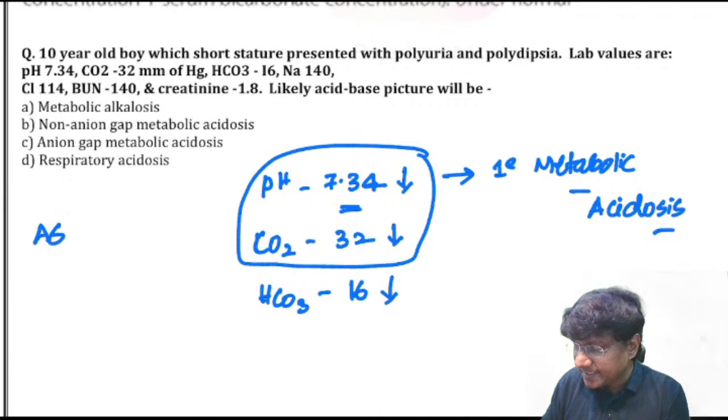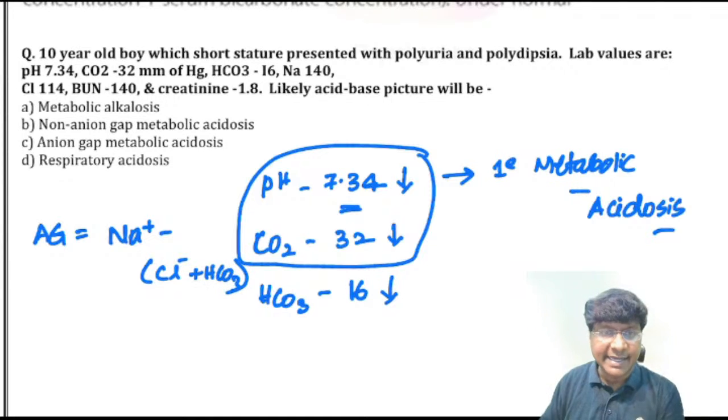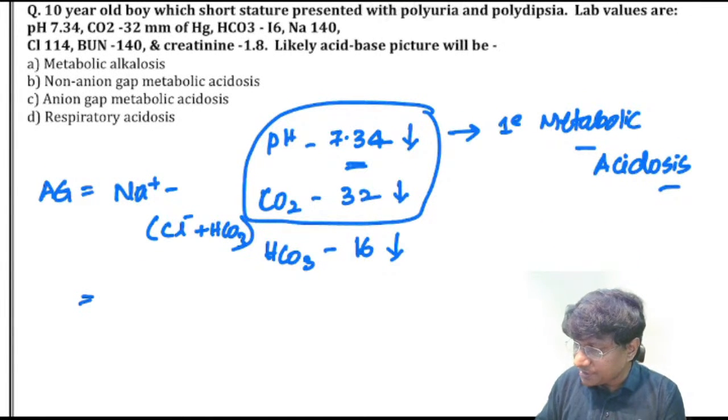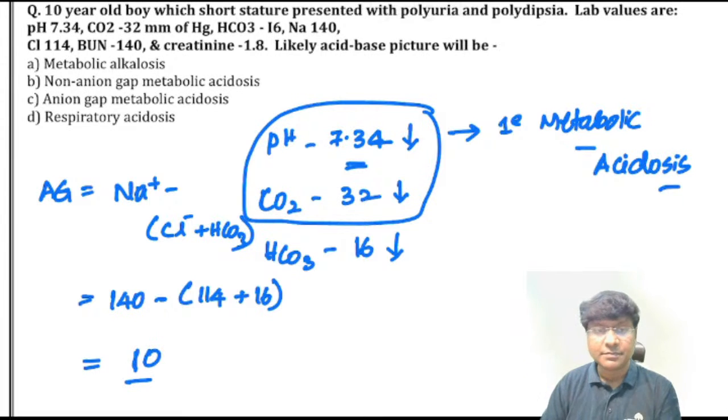So how do you calculate the anion gap? That is sodium minus chloride plus bicarbonate. That is the formula for the anion gap. So how much is the sodium here? The sodium is 140, minus how much is the chloride? 114, plus bicarbonate, that is 16. So this will make you get an anion gap of 10, right?